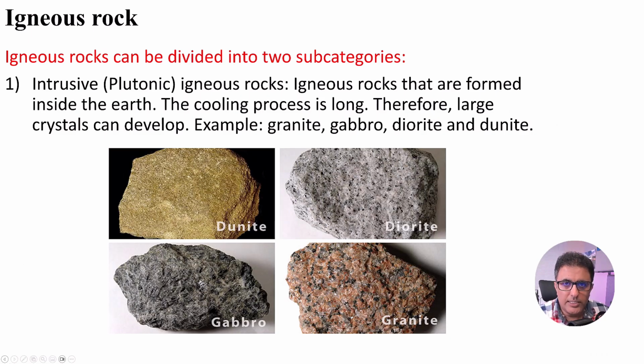Depending on the cooling process, igneous rocks can be divided into two subcategories. The first category is intrusive or plutonic rocks, in which the cooling process is very slow. So usually these rocks are formed within the earth, and because the cooling process is slow, crystals are developed. In other words, if we look at the rock sample, then we may be able to see those crystals. Examples are dunite, diorite, gabbro, and granites.